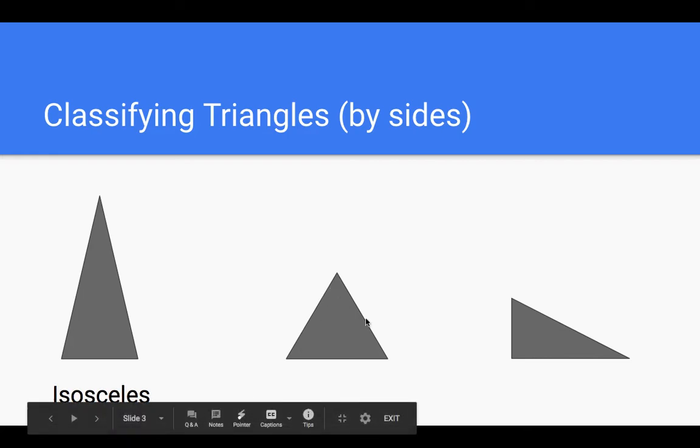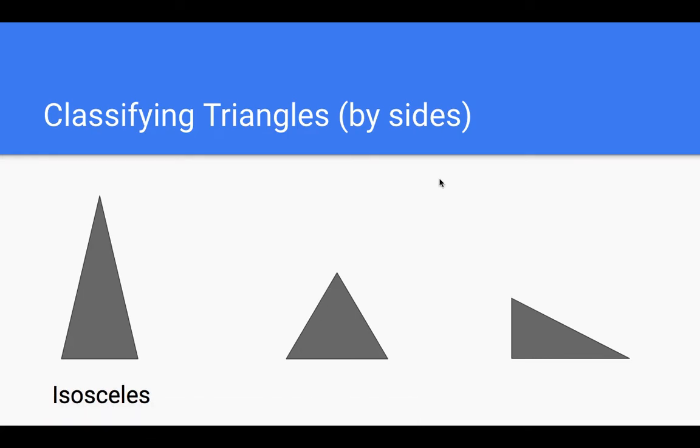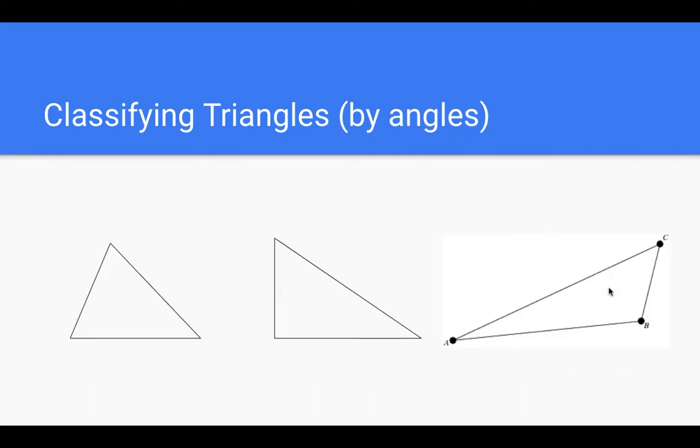This one in the middle, all 3 sides are congruent, or the same. What do we call that? It's equilateral. And the last one, all the sides are different lengths, so we call that scalene. You should know those. Again, if you don't know them yet, spend some time with this slide studying before you take the quiz.